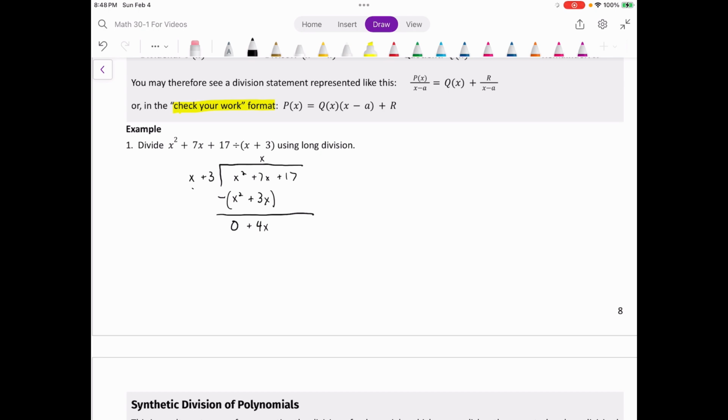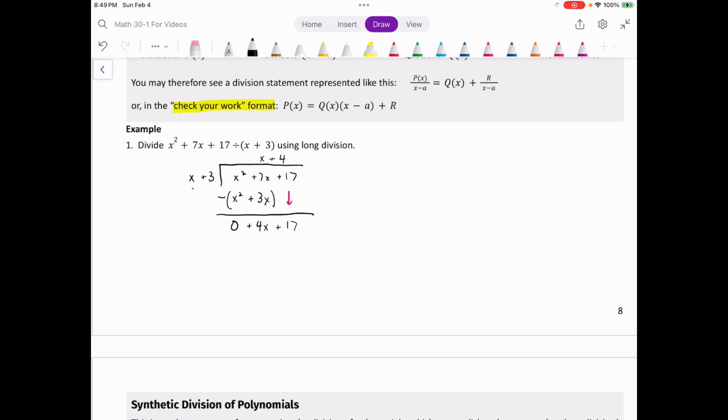All right, we divided, we multiplied, we subtracted. Time to bring down. So I'm going to bring down this plus 17. And now I just repeat with what I've got here. So 4x plus 17 is like the new polynomial that I'm now dividing by, okay? 4x divided by x is just 4, right? 4x divided by x just leaves me with 4.